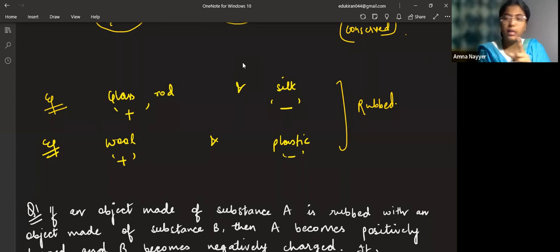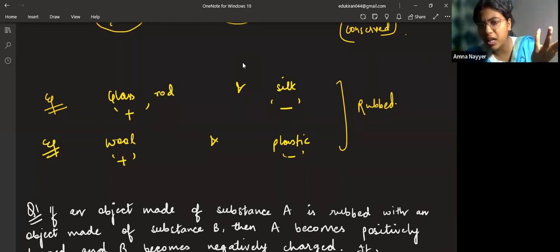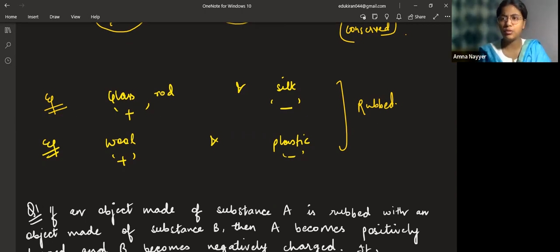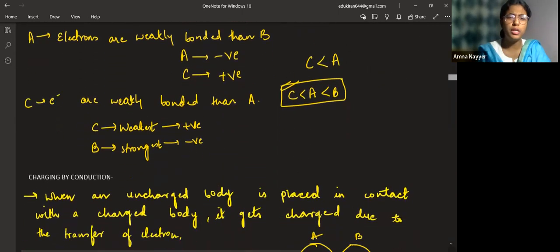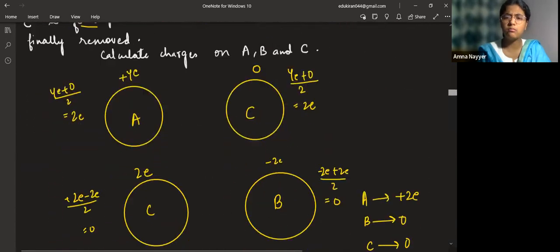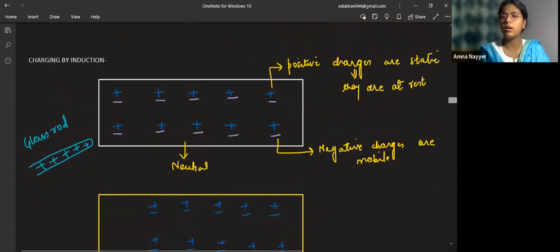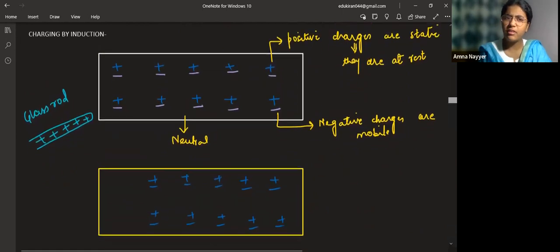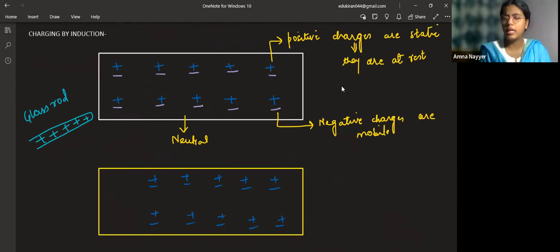There are so many combinations, but you don't have to remember everything. Just remember these two because they are specifically mentioned. Questions, if they become very difficult, can be from this part only, right? From glass rod and silk. So glass rod with silk, and wool with plastic: at least these two combinations you should remember. The rest of the combinations you don't need to remember because they are not a part of your syllabus, and it's very difficult to remember which is gaining charges and which is losing electrons.